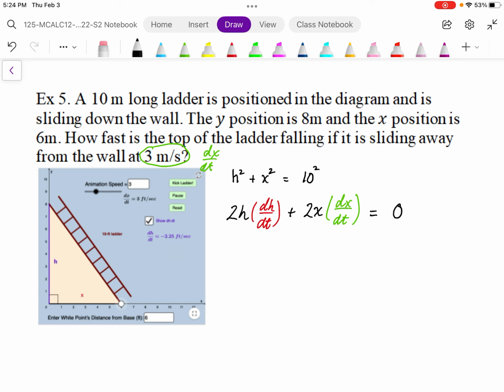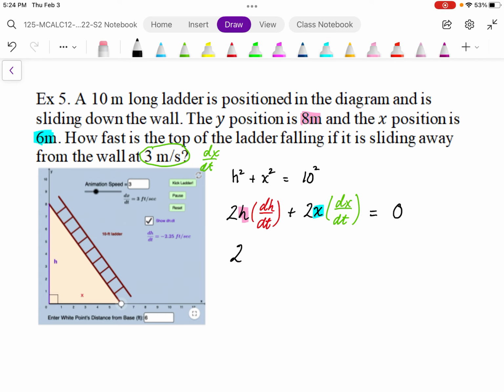Okay, so what do I have here? Well, I have the height. The height was given to me, the y position. The height I know. dh by dt I'm trying to figure out. The x position was 6 meters. So I have x. dx by dt is given to me. So I have everything I need to solve for dh by dt.